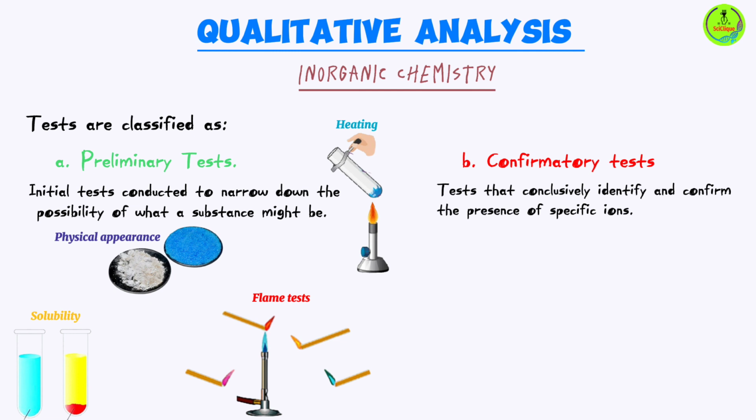Now I'm going to start with the preliminary tests. I'm going to focus on the observations and inferences you're supposed to make when heating a substance, when adding water to a substance, the physical appearance of the substance, and lastly, the flame test. After this, we are going to move on to the confirmatory tests.